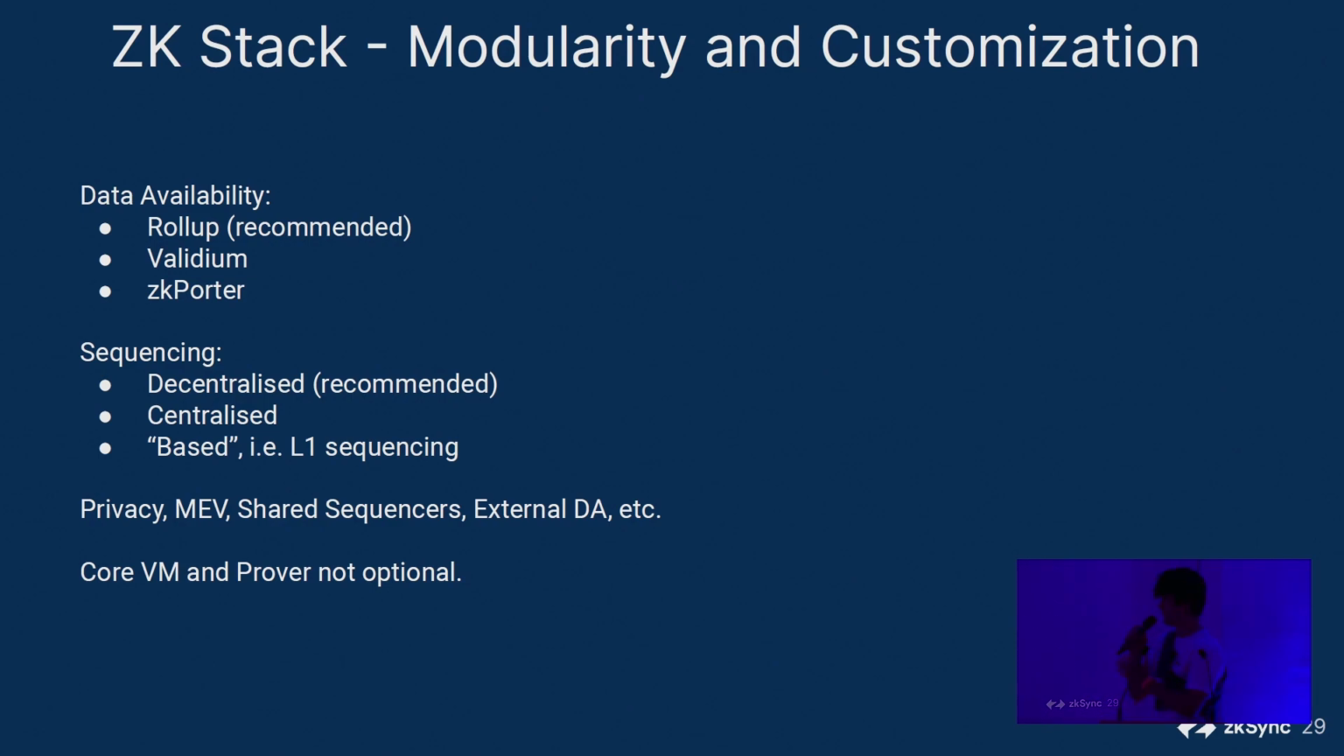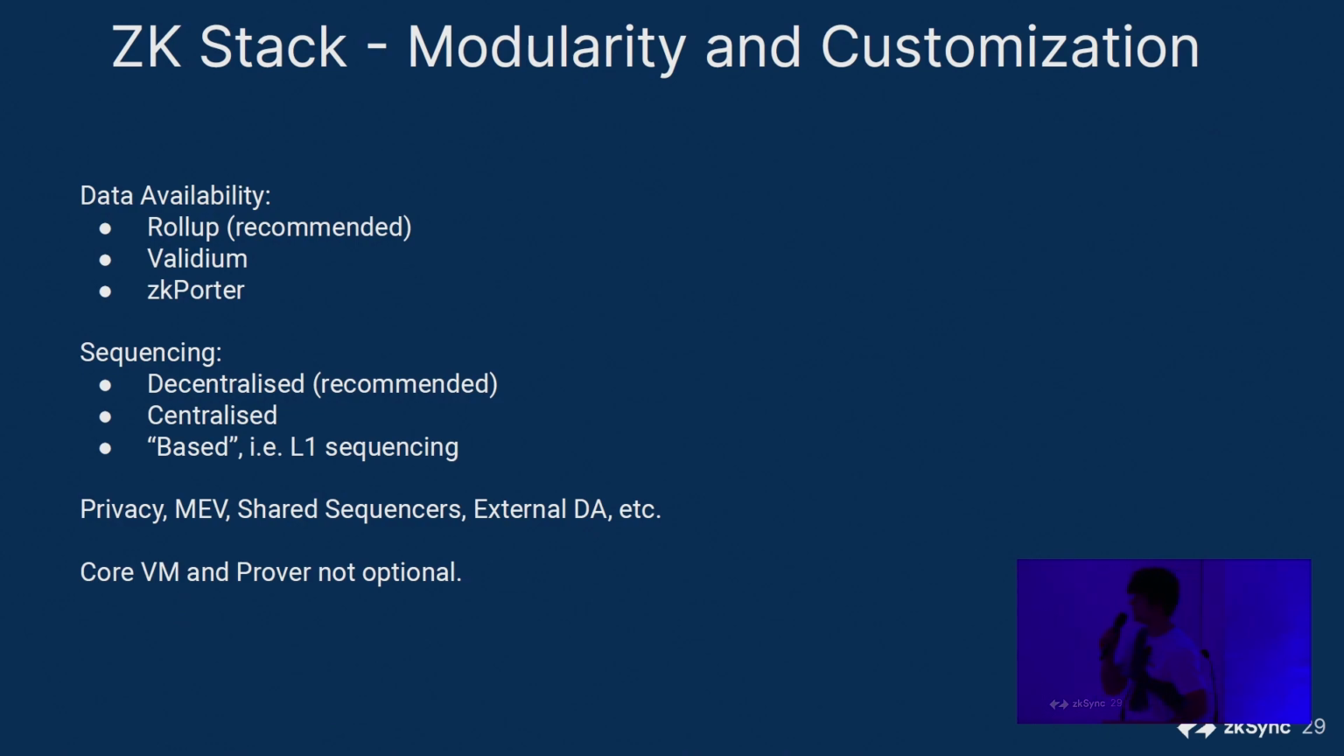So for example, for data availability, there will be the rollup mode, which is the most secure, where all state diffs are settled onto L1. There's also Validium, where the validators of the hyperchain handle the data. And there's also zk Porter, which is a fusion of the two, combining the good properties of both systems.